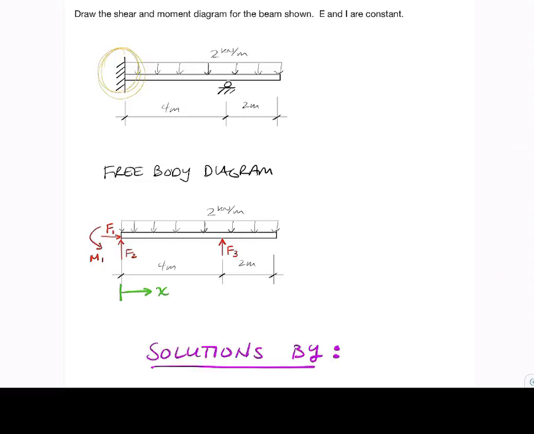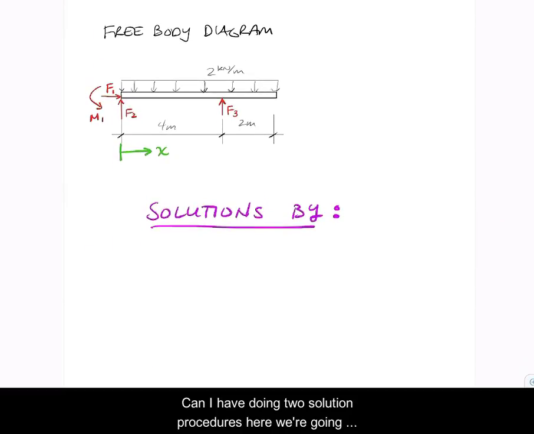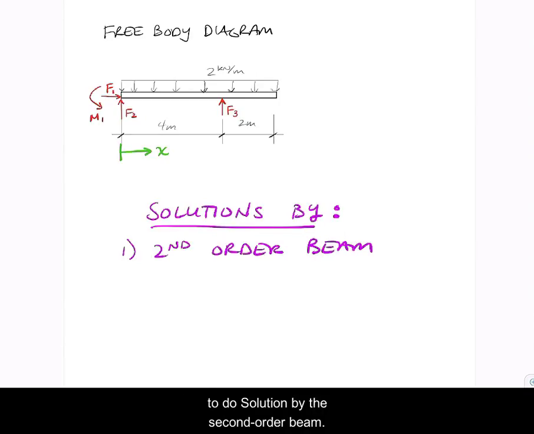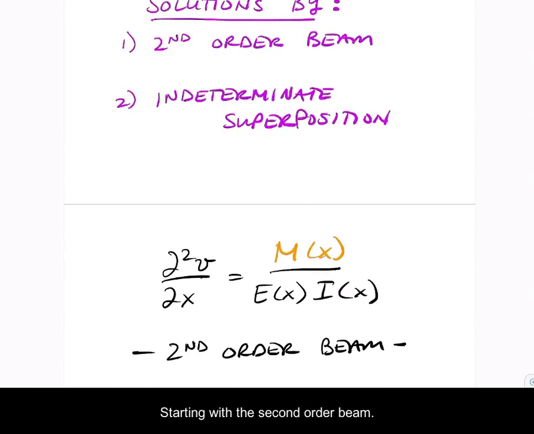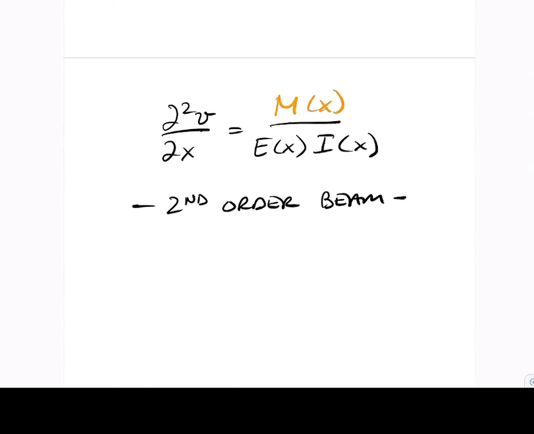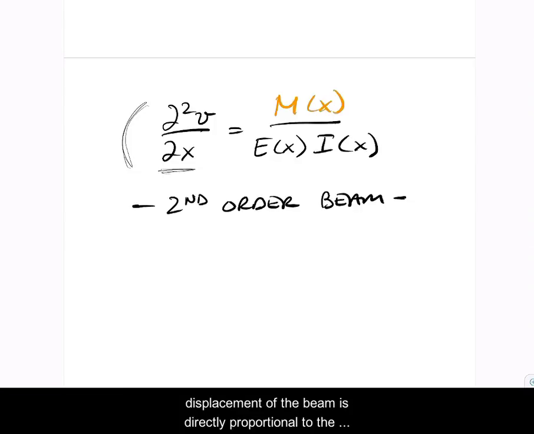load F3. We're going to end up doing 2 solution procedures here. We're going to do solution by the second order beam, and we're also going to do indeterminate superposition. So starting with the second order beam. The second order beam equation tells us that the curvature of the beam, the second derivative of v, where v is the transverse displacement of the beam, is directly proportional to the moment divided by EI.